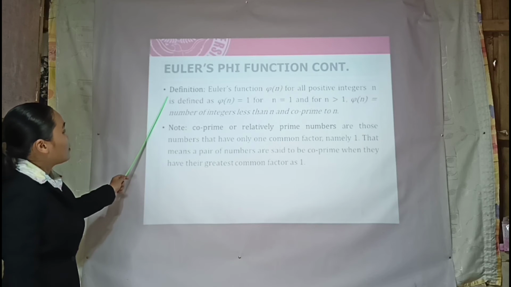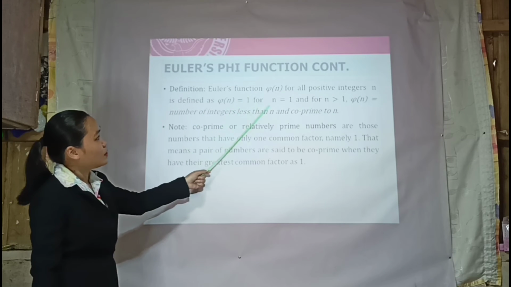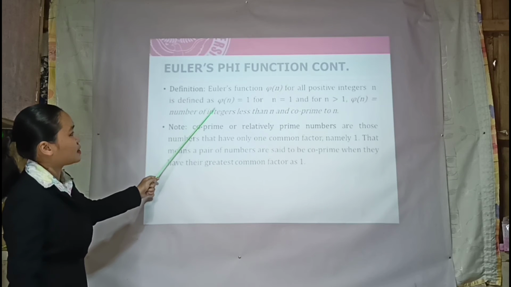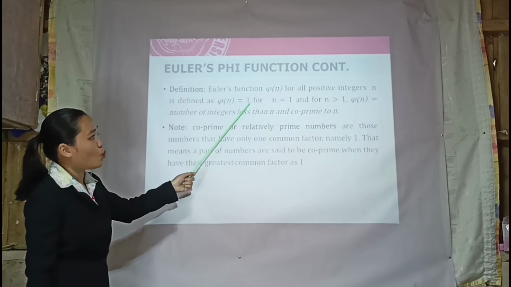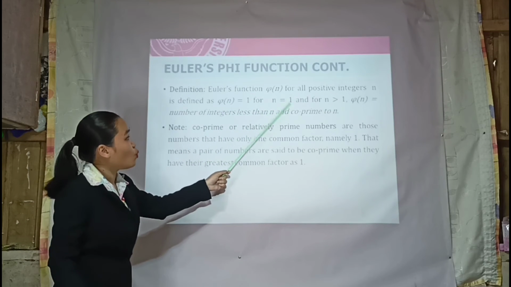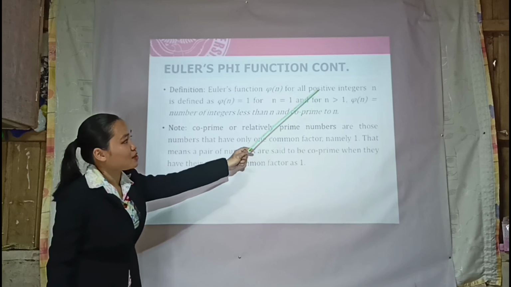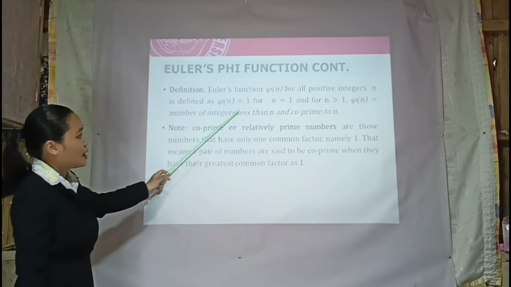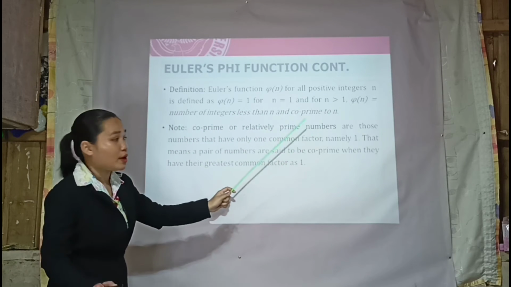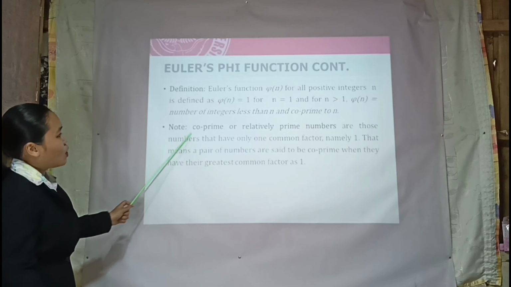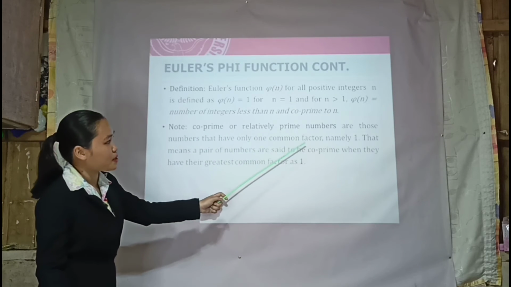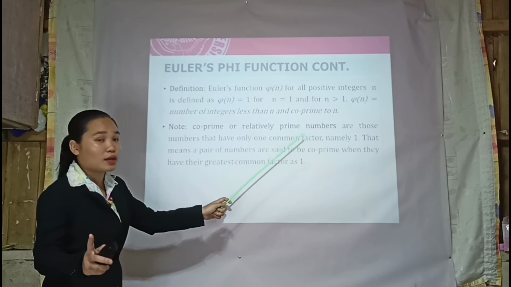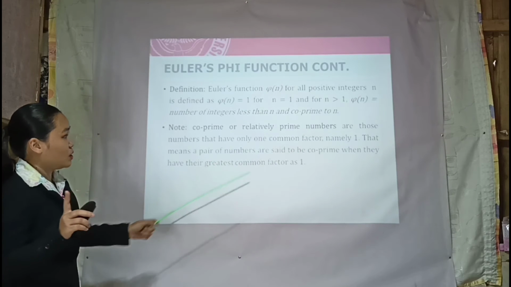For the definition, Euler's function phi of n for all positive integers n is defined as phi of n equal to 1 for n equal to 1, and for n greater than 1, phi of n equals the number of integers less than n and co-prime to n. Note, co-prime or relatively prime numbers are those numbers that have only one common factor, namely 1.